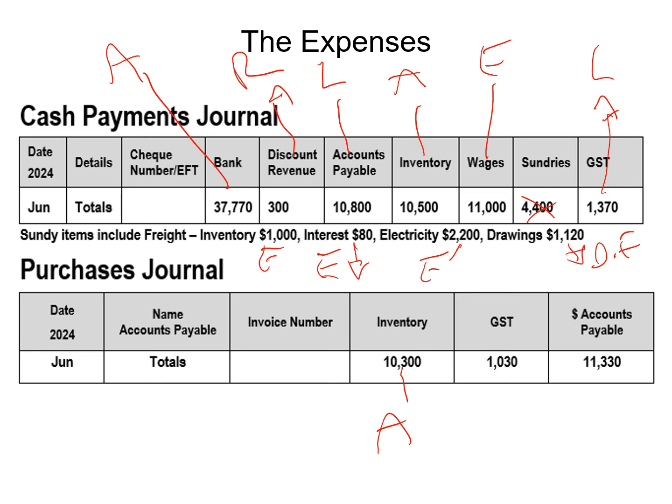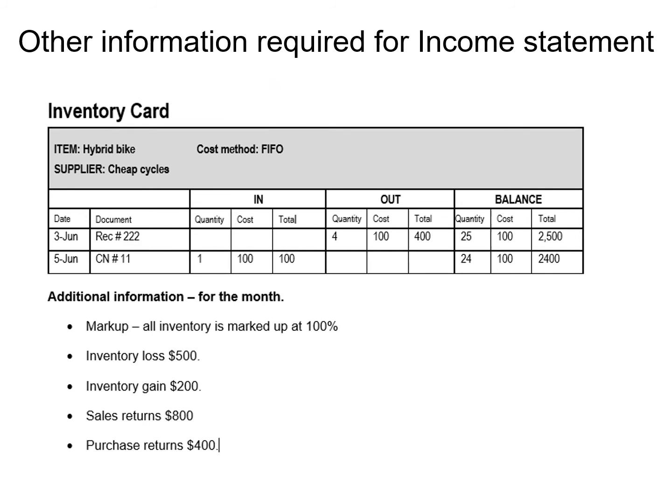We've got some GST that's been charged, so that's going to offset our liability to the ATO, and we've got an increase in liabilities in terms of our total accounts payable. Now, we don't have all of the information that we need in order to complete the income statement, so we need to look at our inventory cards, possibly our subsidiary records, to get some additional information in the single entry system.